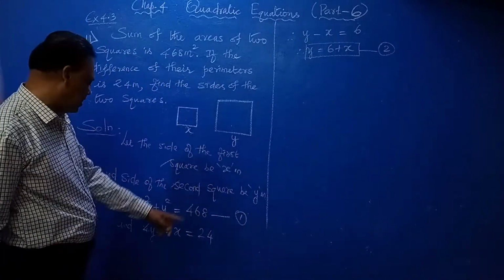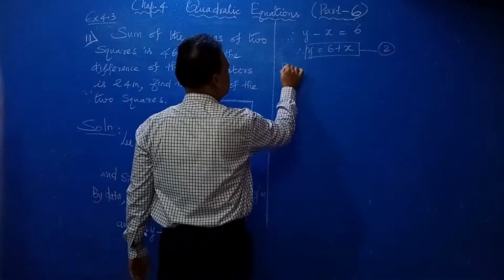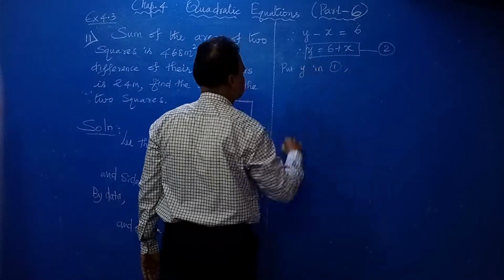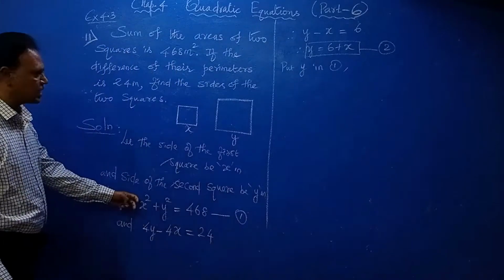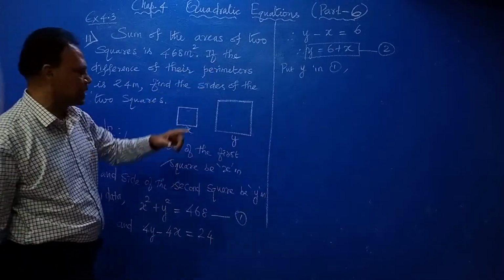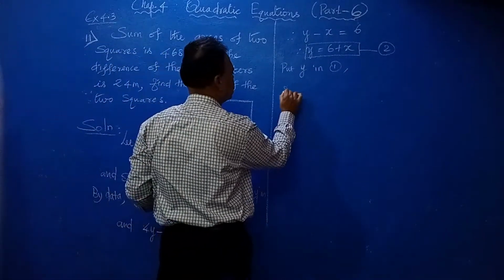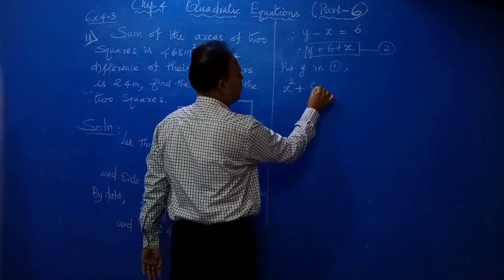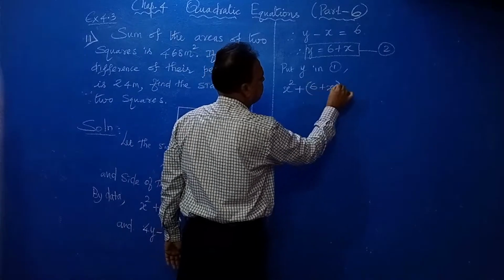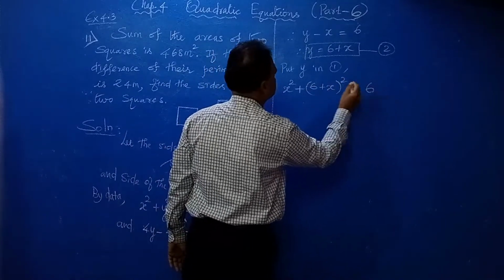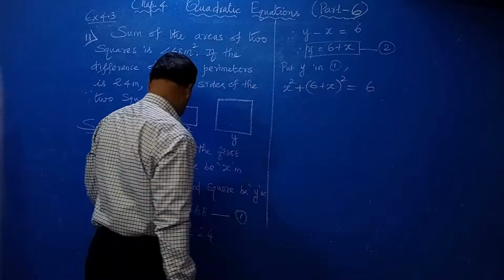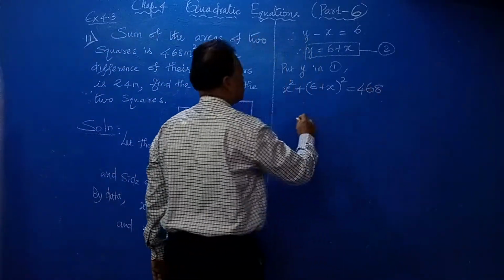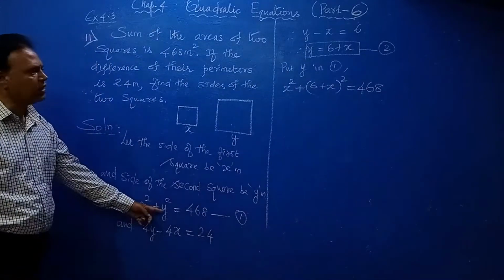Now put this y in equation 1. Just substitute in case number 1. In place of y you write 6 plus x. That means x squared is already there, plus 6 plus x whole squared is equal to 468. Just replacing in place of y.